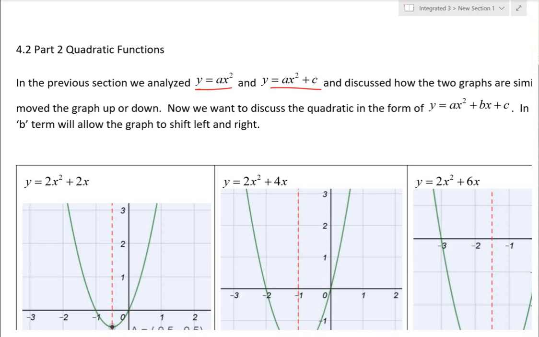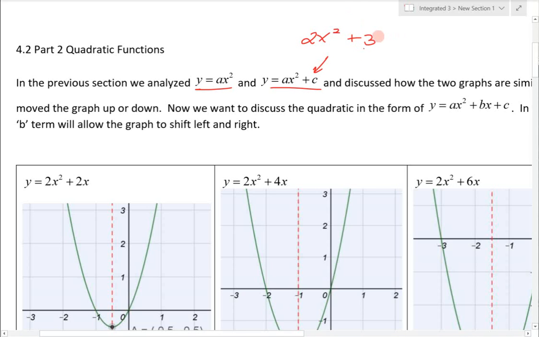Now, if we start adding other things, this c was just a constant number. So this might be like 2x squared plus 3. That's still a parabola with the vertex on the y-axis at (0, 3). It's going to open upwards, it'll be concave up. So that's great, that is something that we've been working on.